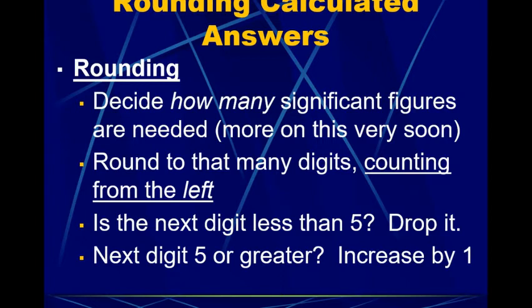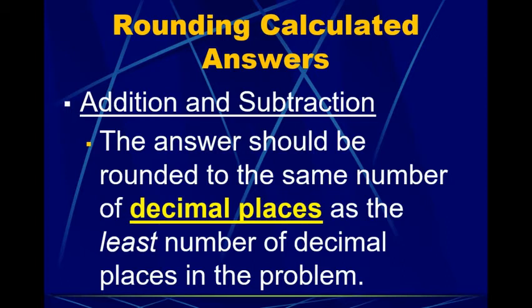So if it is less than 5, you drop it. If it's 5 or greater, you increase it by 1. I know that we've been rounding numbers for forever. So you're going to figure out how many significant figures your answer needs to have, and then you're going to round it to the correct number of significant figures. So in addition and subtraction, the answer should be rounded to the same number of decimal places as the least number of decimal places in the problem. We'll practice this so it'll seem more natural when we get to the problems.